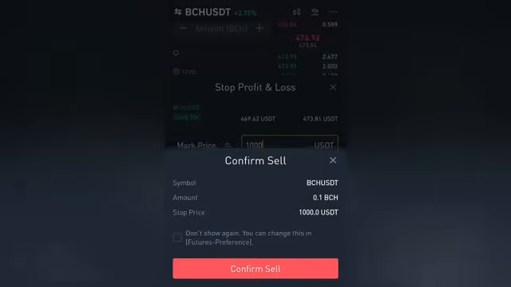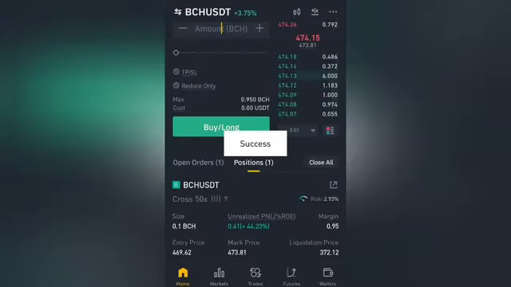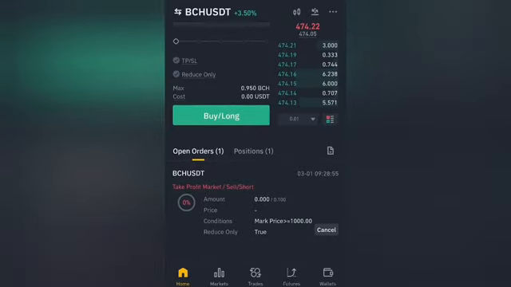confirm sell, you would notice that my order would be in the open orders section. As you can see, it is already there: when the price goes to 1000, my order would be executed.